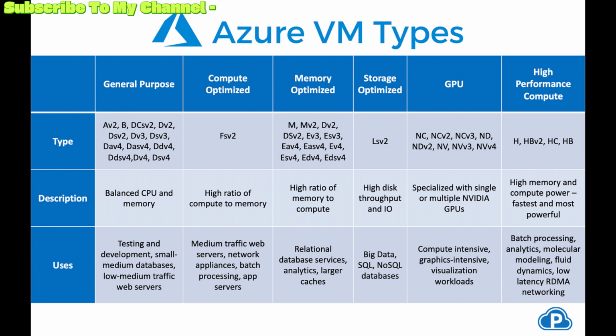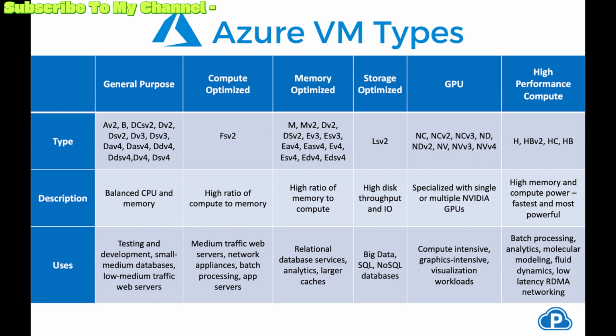They are widely used for development, testing, running applications, hosting websites, and extending on-premises infrastructure. Key components. 1. VM size and type. Determines CPU, RAM, storage, and network capacity. Sizes include general purpose, compute optimized, memory optimized, and GPU VMs. 2. Operating systems. Supports Windows Server, Ubuntu, Red Hat, CentOS, and others. Pre-configured images are available from Azure Marketplace.